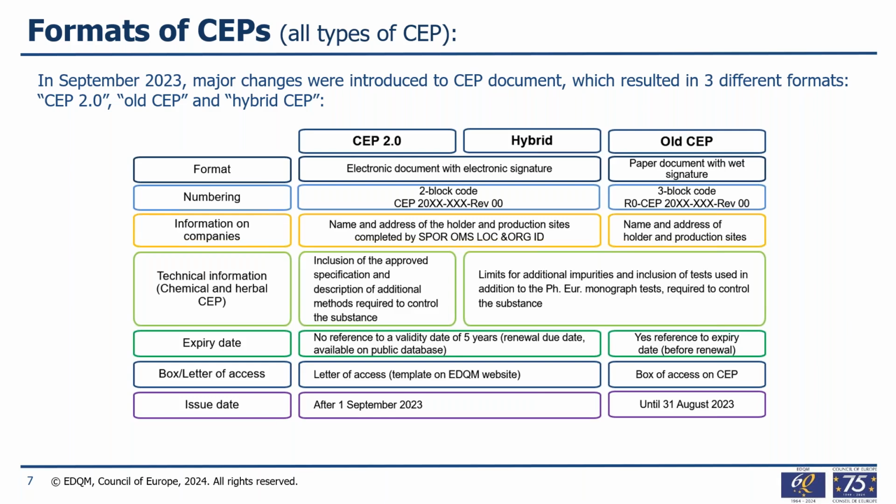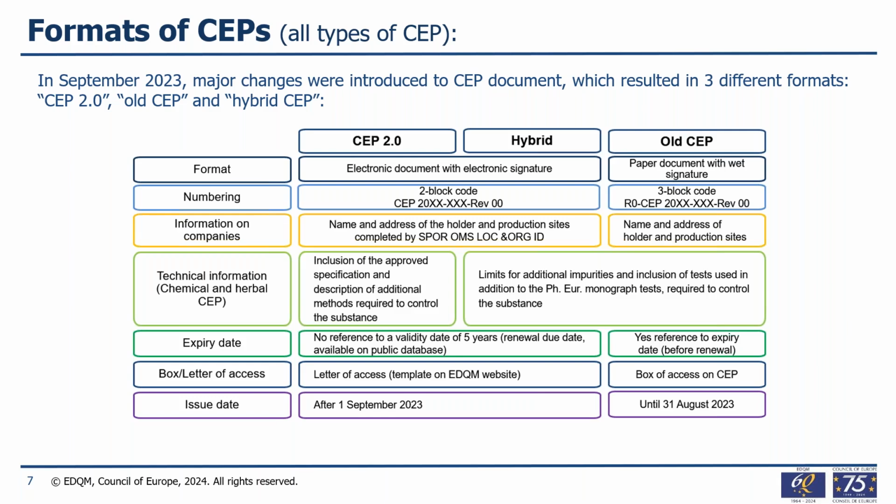Also, the technical information on the CEP has changed. In the context of CEP 2.0, now the approved specification and the additional test procedures which are necessary to control the final substance are annexed to the CEP. Whereas for hybrid and old CEP, additional limits are stated on the CEP itself, and the additional tests are appended. For CEP 2.0 and hybrid CEP, there is no expiry date, whereas the old CEP had an expiry date of 5 years before renewal, and after renewal, there is no longer an expiry date.